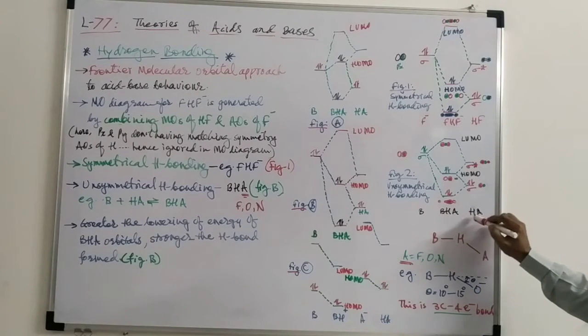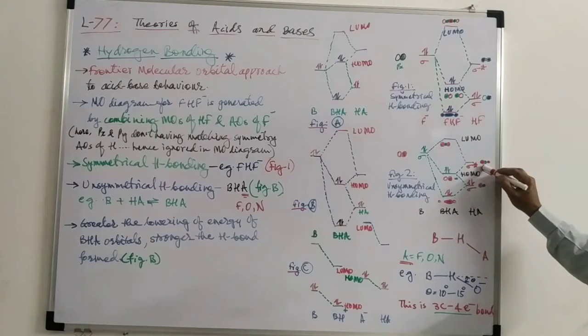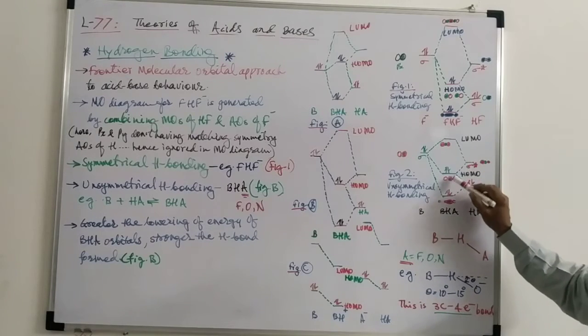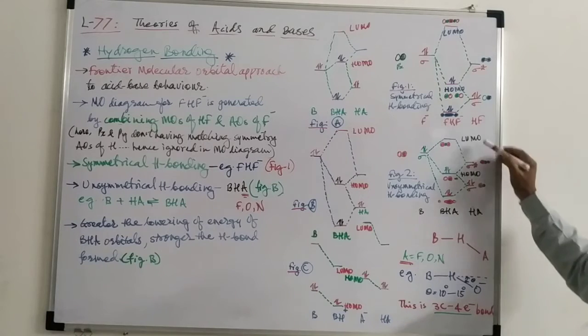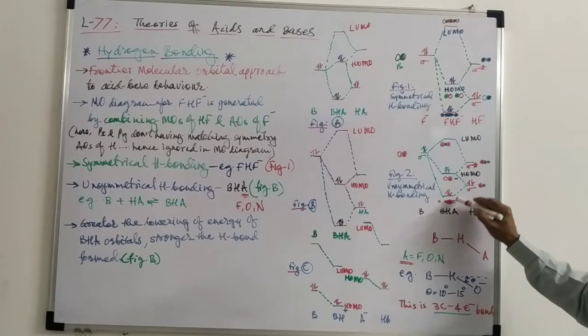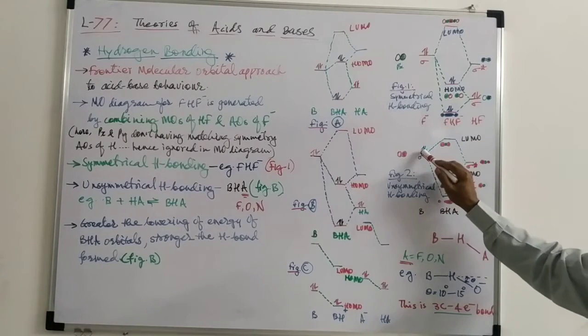Here the boron atomic orbitals are shown, and the HA molecular orbitals are shown here. So this is the molecular orbital of sigma nature, and this is the molecular orbital of sigma star, that is antibonding and bonding. This is the HOMO for HA and this is the LUMO for HA. So HA will have this HOMO and this LUMO. Similarly BHA will have this HOMO and this LUMO. Similarly boron will have this HOMO.